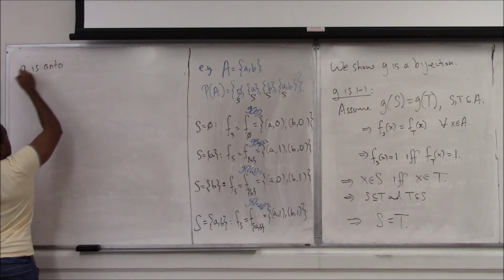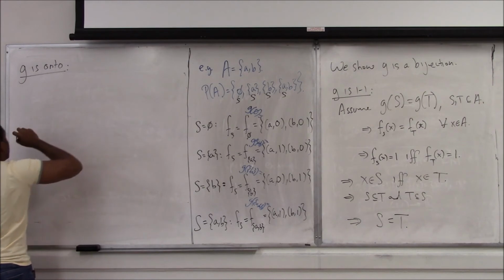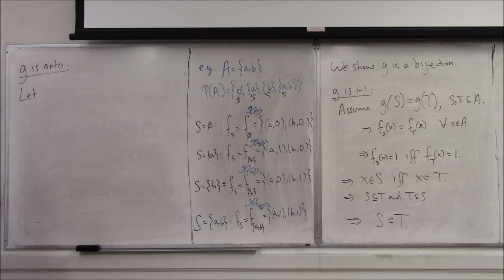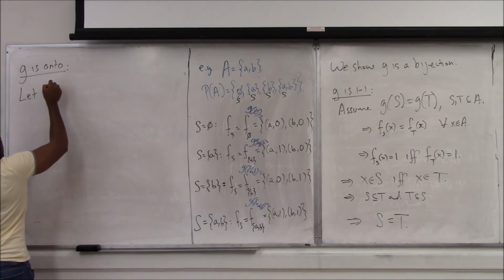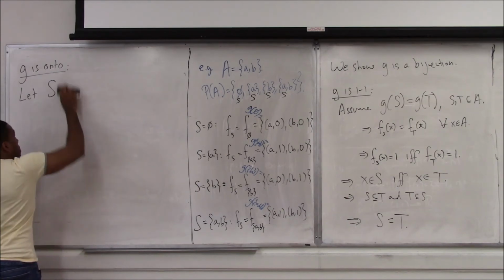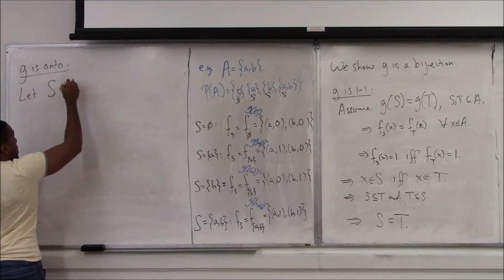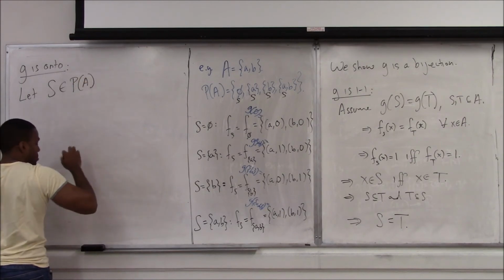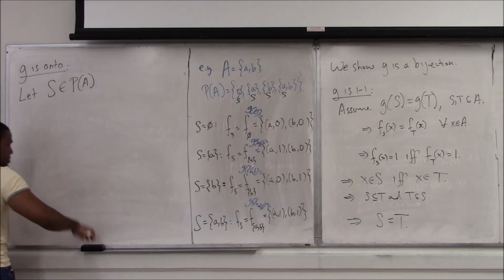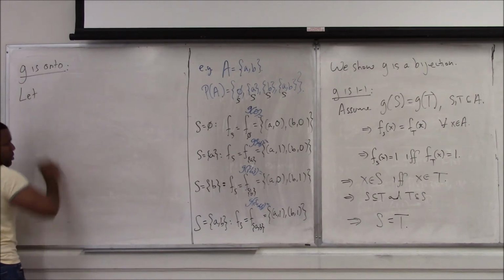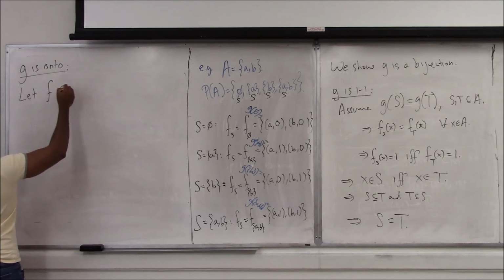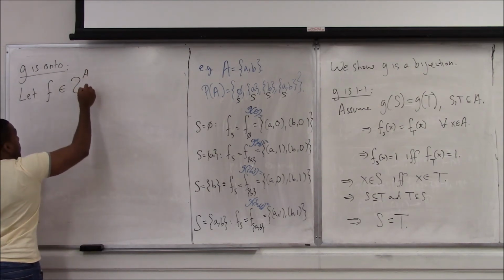Use onto. Let X be any subset. Let S be any element of the power set. My output was a function. Okay, so let f be any element of 2 to the A.